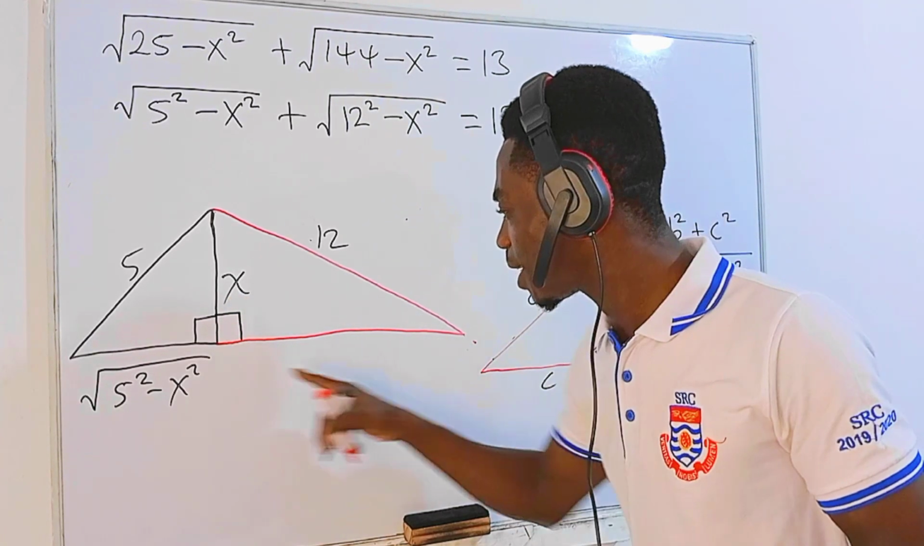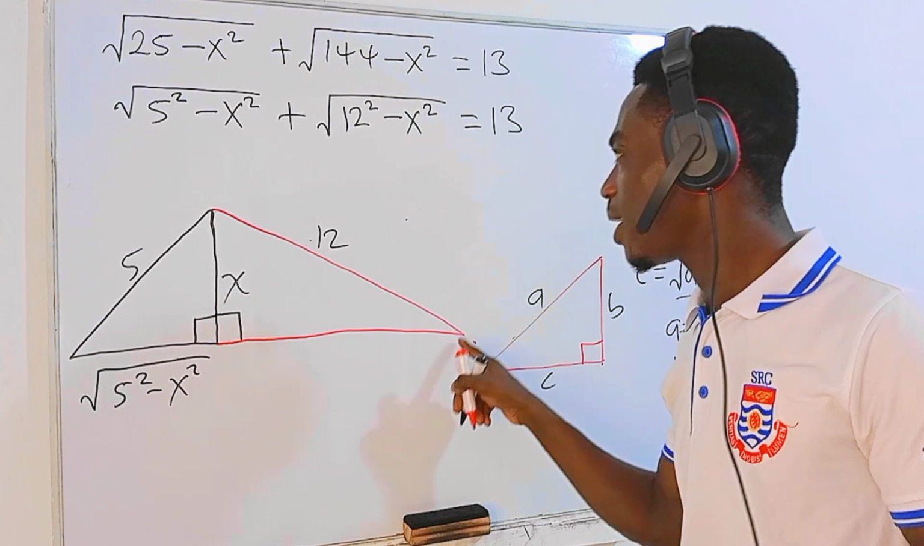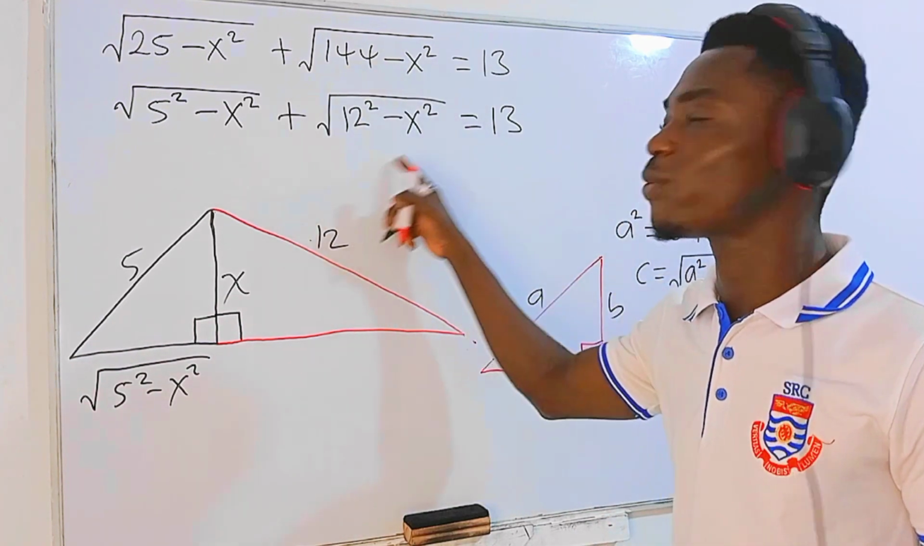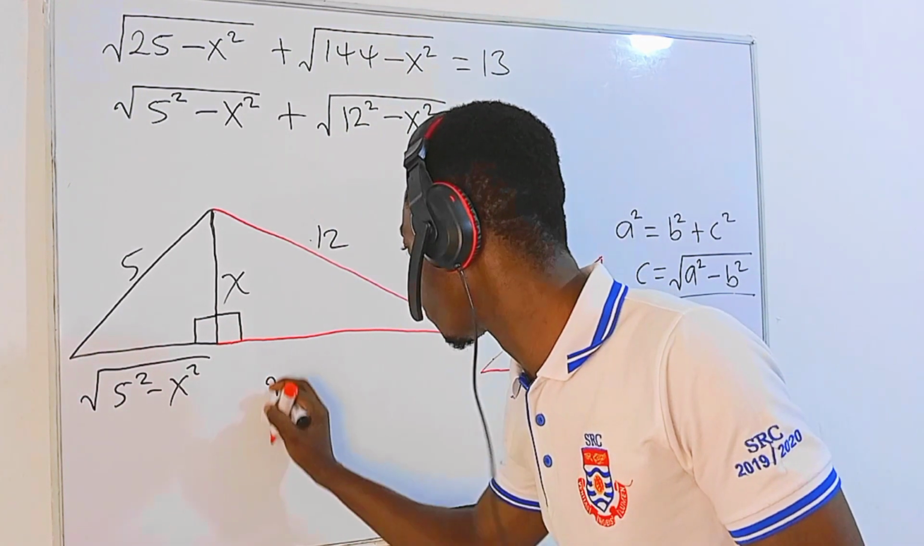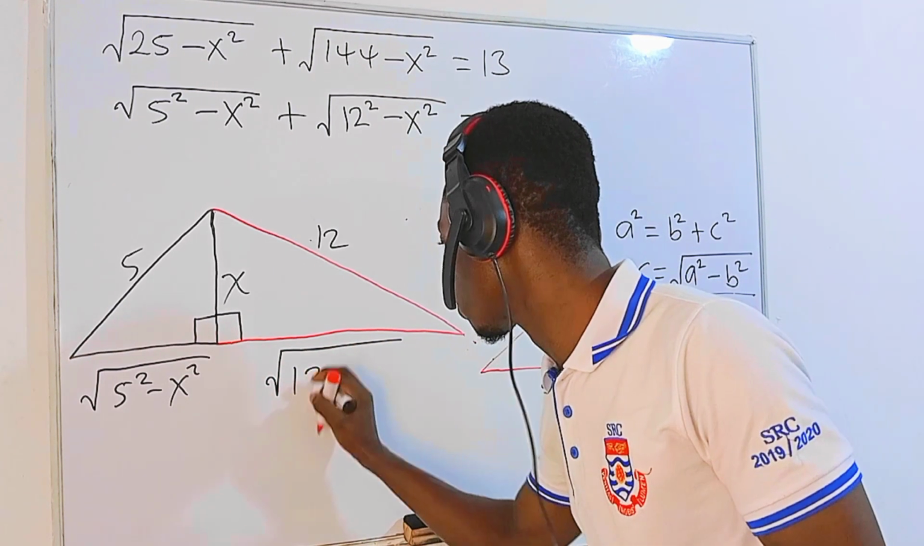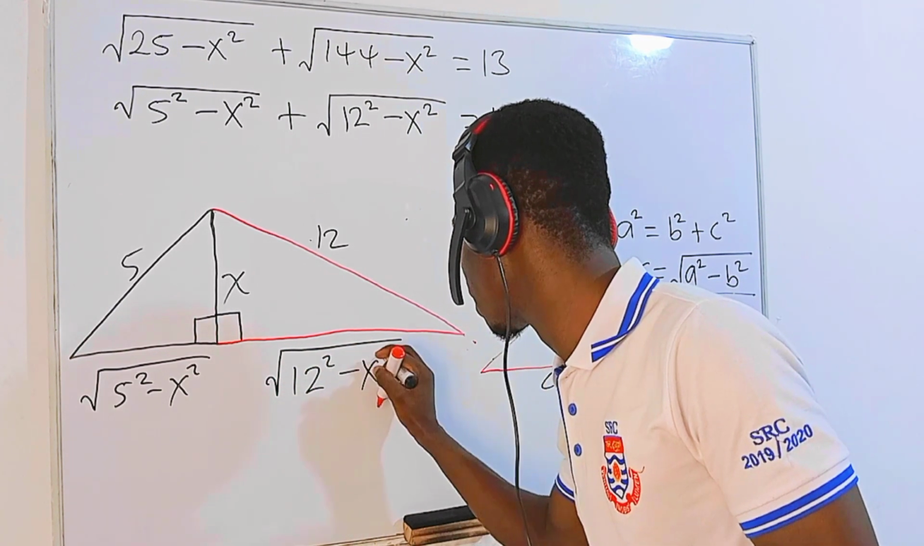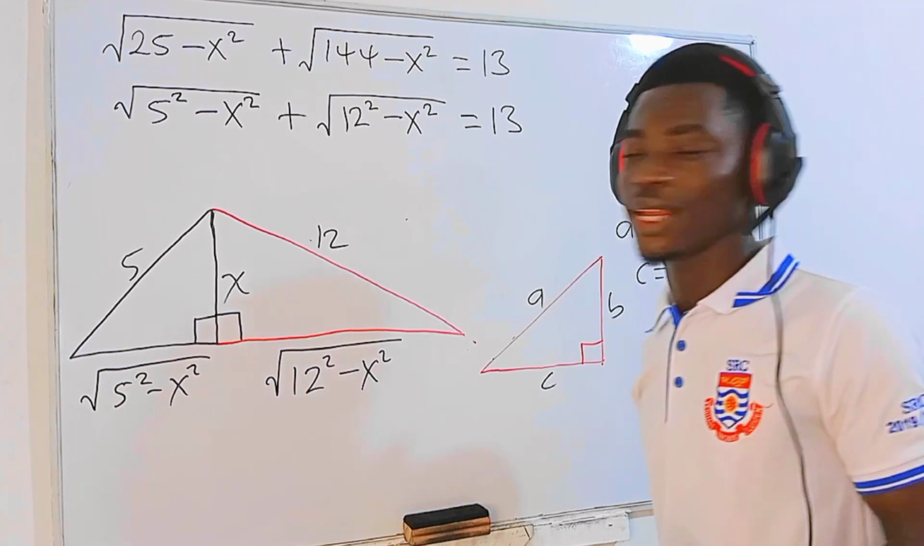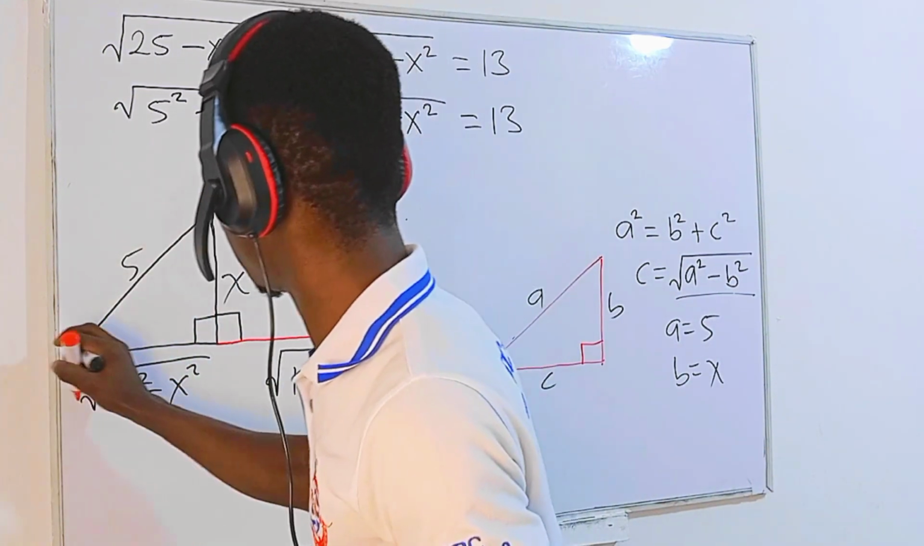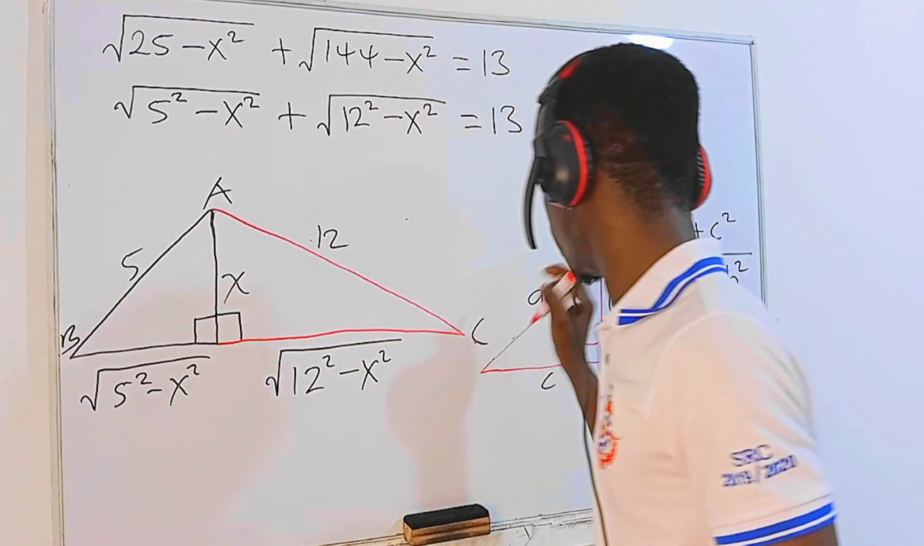Now, how can we get the distance from here to here? That is obviously going to be the whole of this. So we are going to have square root of 12 squared minus x squared. We are almost done. Now let's call this point A, this point B, and then this point C.